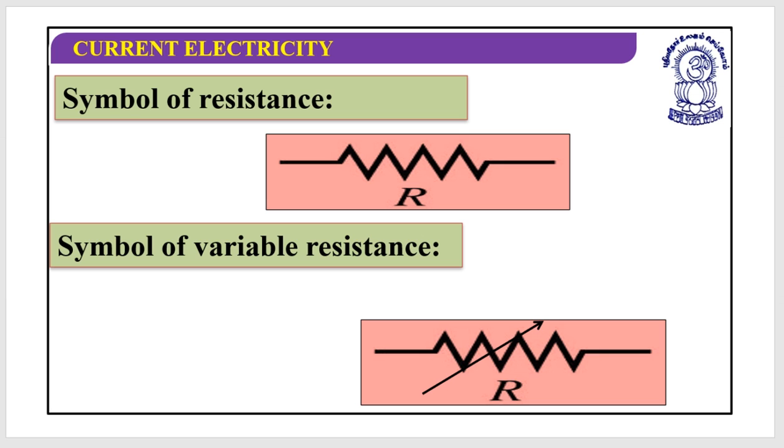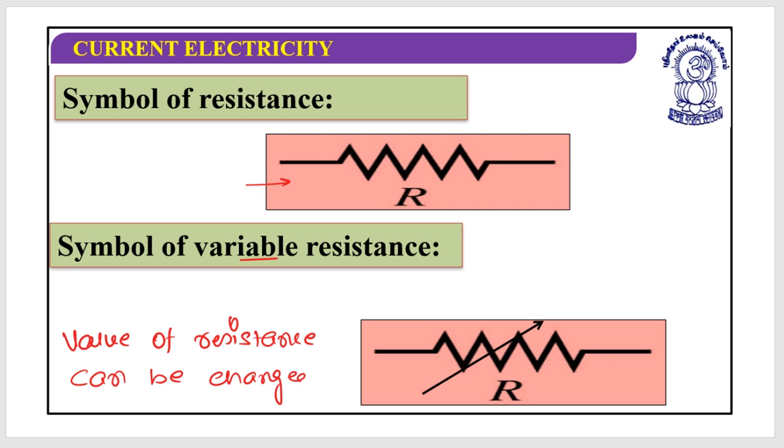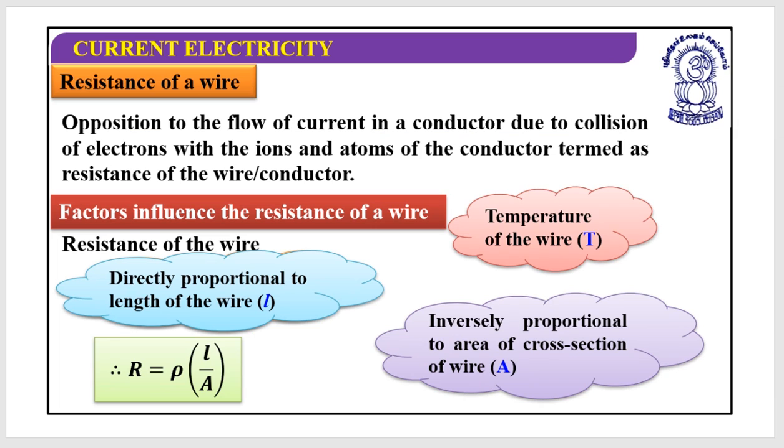This is the symbol of resistance. This is how resistance can be represented. This is the symbol of variable resistance. Variable resistance means the value of resistance can be changed. This is the variable resistance, and this is the symbol of resistance. I hope these things are clear. Now, resistance of a wire depends on which parameters?